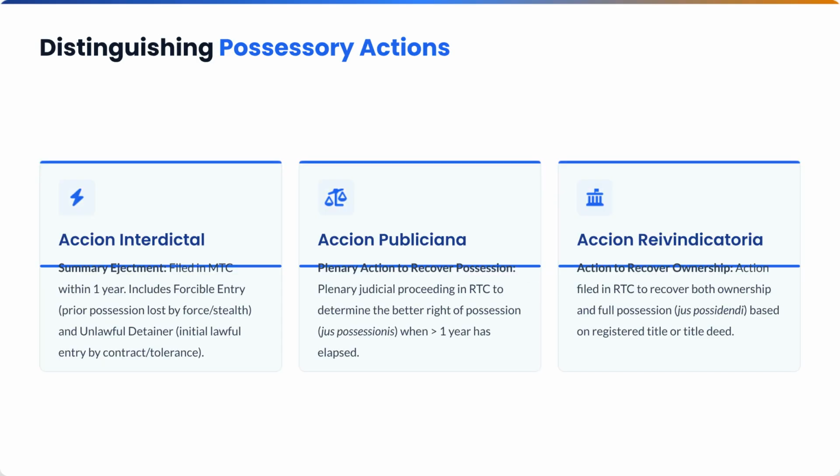It is essential to distinguish between possessory actions. Action interdictal involves summary ejectment in MTC. Action publiciana is a plenary action in RTC to determine the better right of possession. And action revindicatoria is an action to recover ownership based on a registered title.